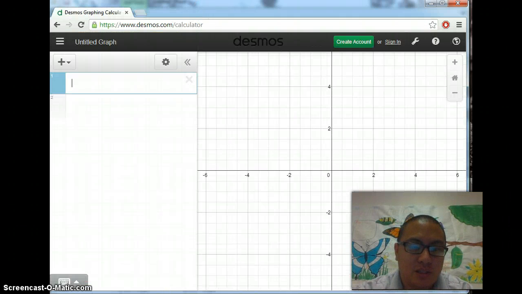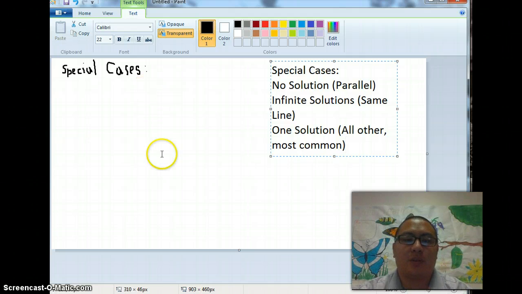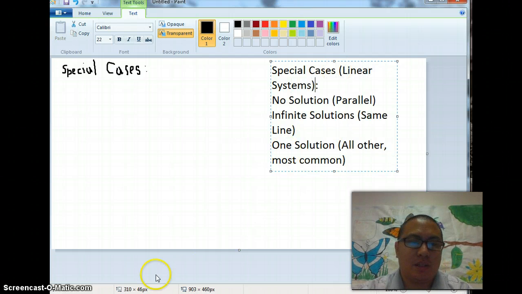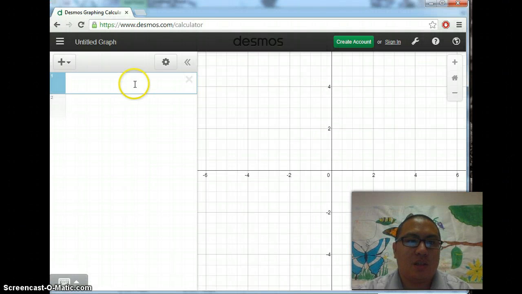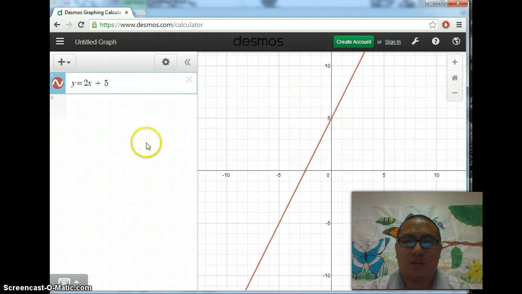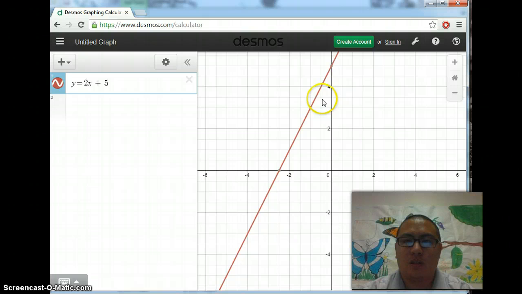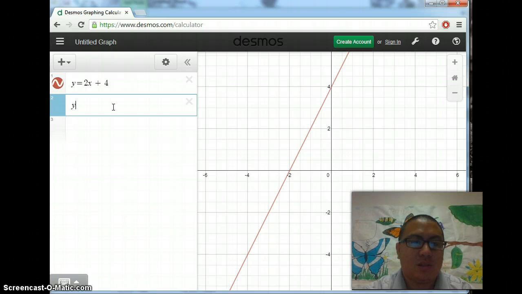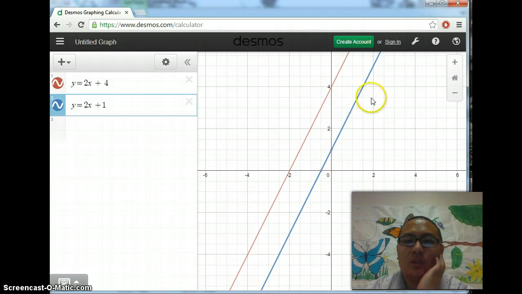Alright, so what we're going to learn today is special cases for linear systems. Basically, the special cases of linear systems are just when you have parallel lines. So I'll give you an example. Y equals 2x plus 4 and y equals 2x plus 1. See how these two are parallel?